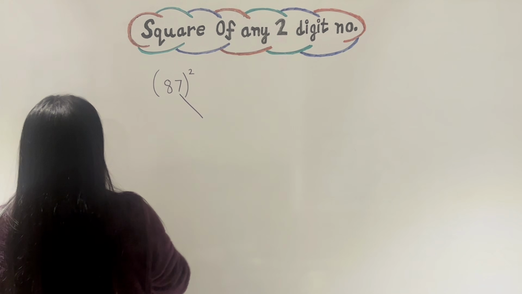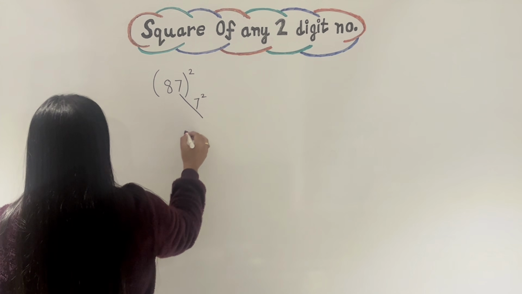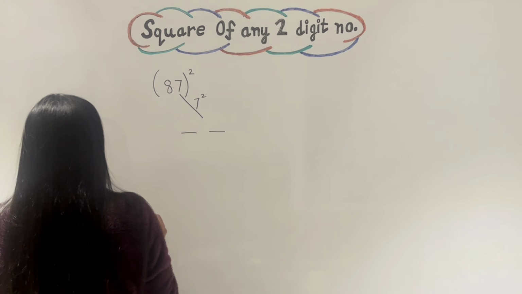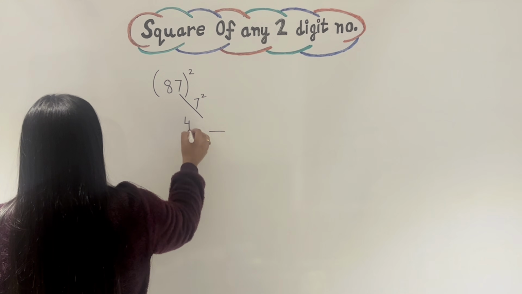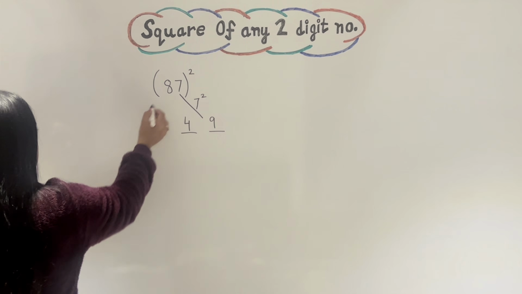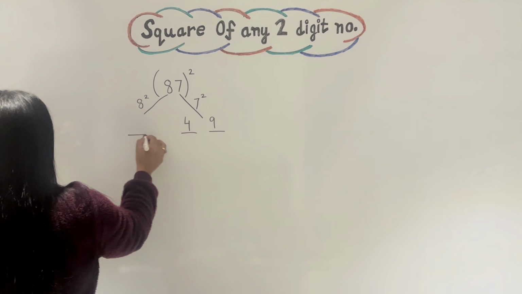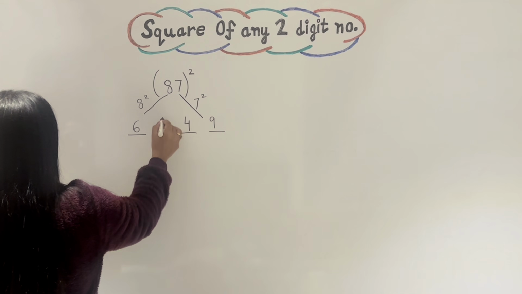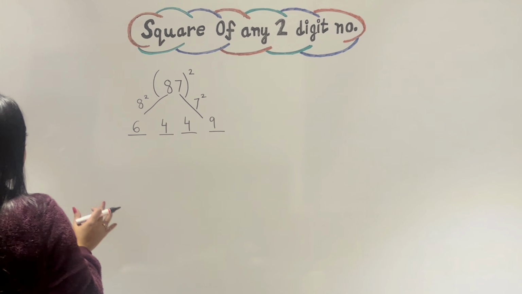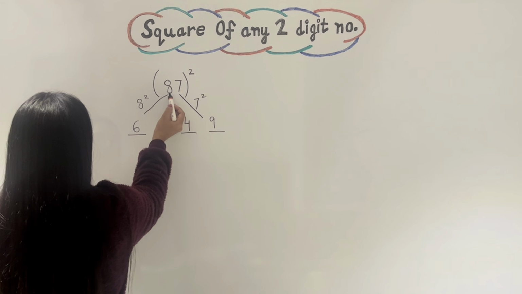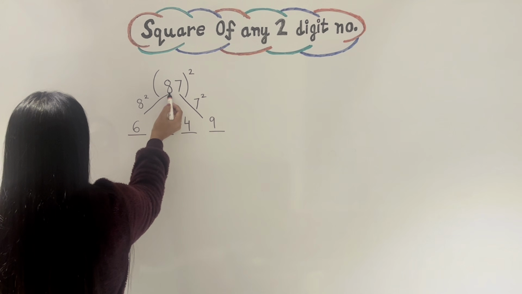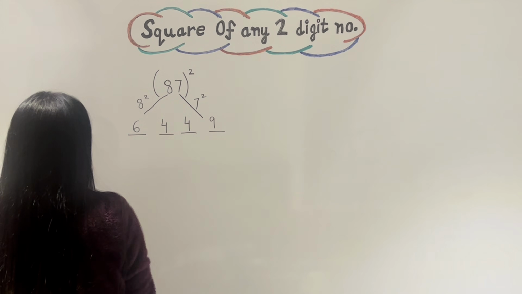First we'll take the square of the one's digit and write the answer in two digits. What's the square of 7? 7 into 7, 49. Then you have to take the square of the tens digit, that is 8 square, and again write the answer in two digits. 8 into 8, 64. Now for the final step, you have to simply multiply 8 into 7 with 2.